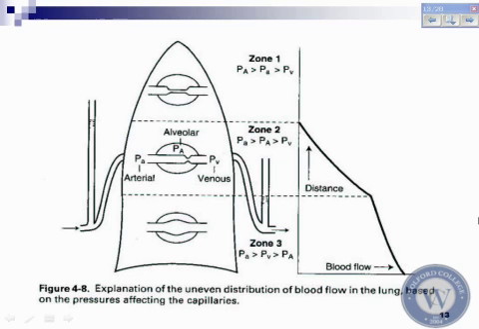Okay? And you can see as you go down into zone 2, as you approach more zone 3, there's more improved blood flow. Okay? But at the top of zone 2, you can almost go to 0 perfusion because at that point you're getting very close to alveolar pressure exceeding arterial pressure.